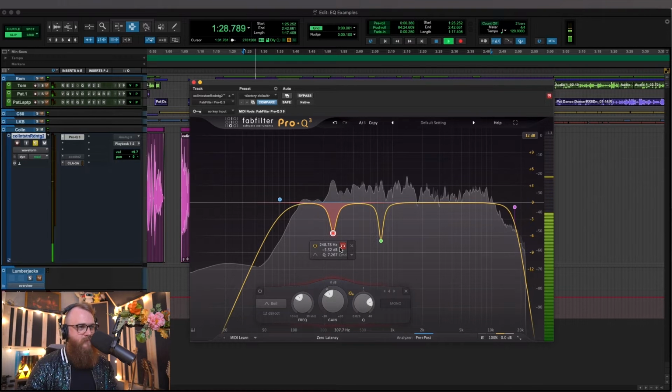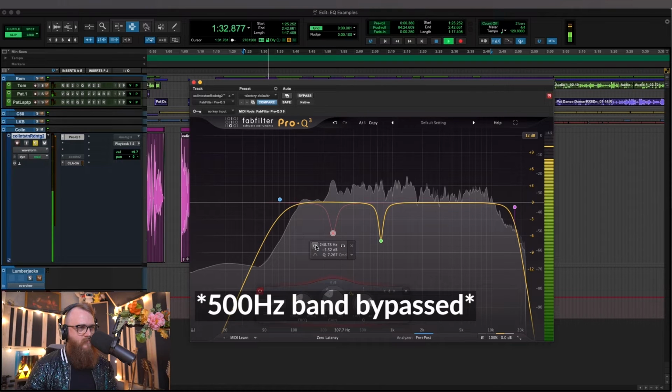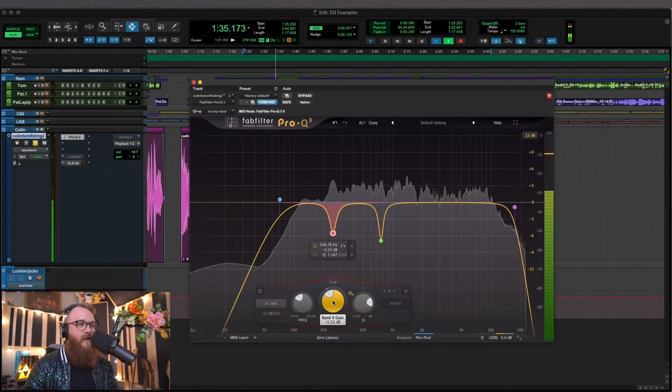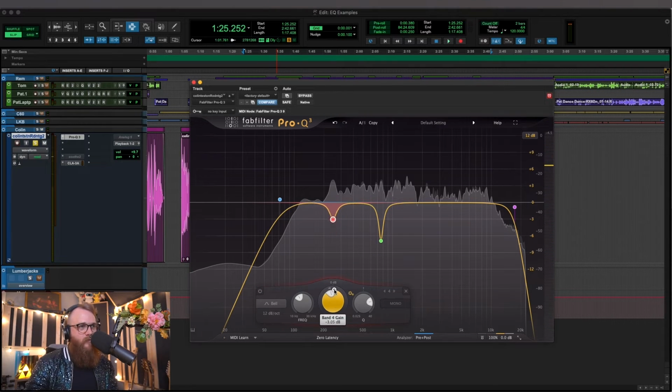Pretty loud. I like that sound, though, so I'm not going to remove that much. Let's call it 2 decibels.